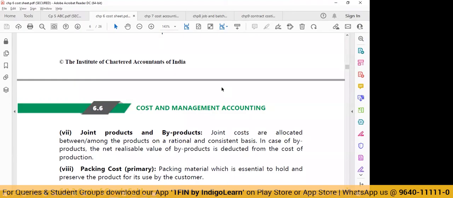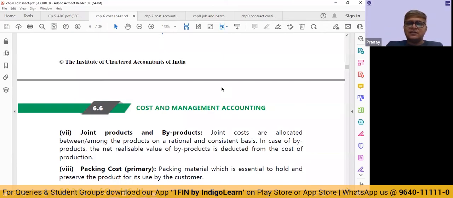It is directly attributable. Once it is directly attributable, then it becomes direct. There is absolutely no ambiguity there. So, you will have instances where they say specific design, specific machinery, specific plant, or specific tools have been hired, taken on rent.